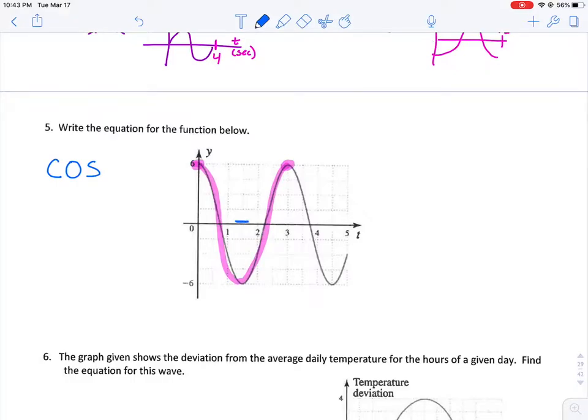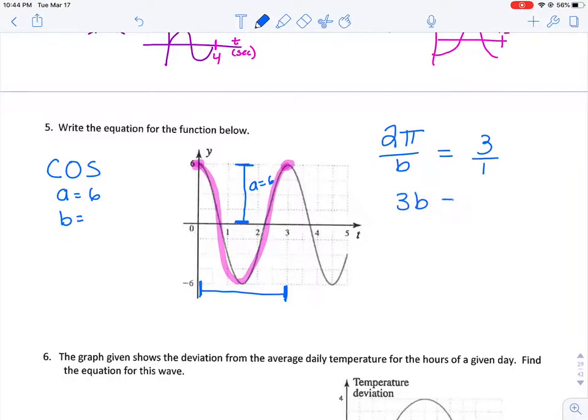Figure out our amplitude. So find your midline, go up to your maximum. So my amplitude in this case is equal to 6. And then we have to find our b value. So I always like to think, okay, what is a formula I know that has b in it? Our period formula has b in it, which is 2 pi over b. So if I know my period, I could set it equal to that and solve for b. So let's look at my graph. Again, your period is your length of one cycle. So my period is 3. And I could put this over 1 and cross multiply. So I have 3b equals 2 pi. And I get b equals 2 pi over 3.